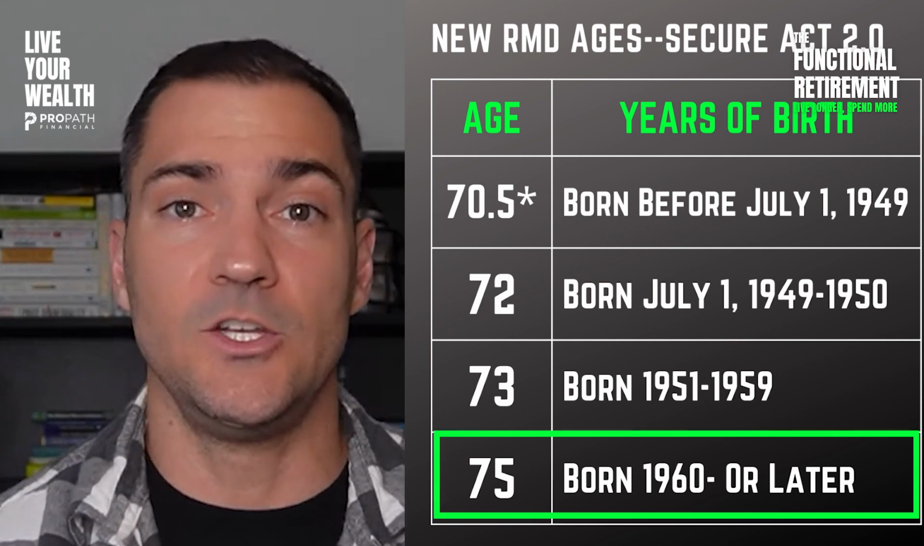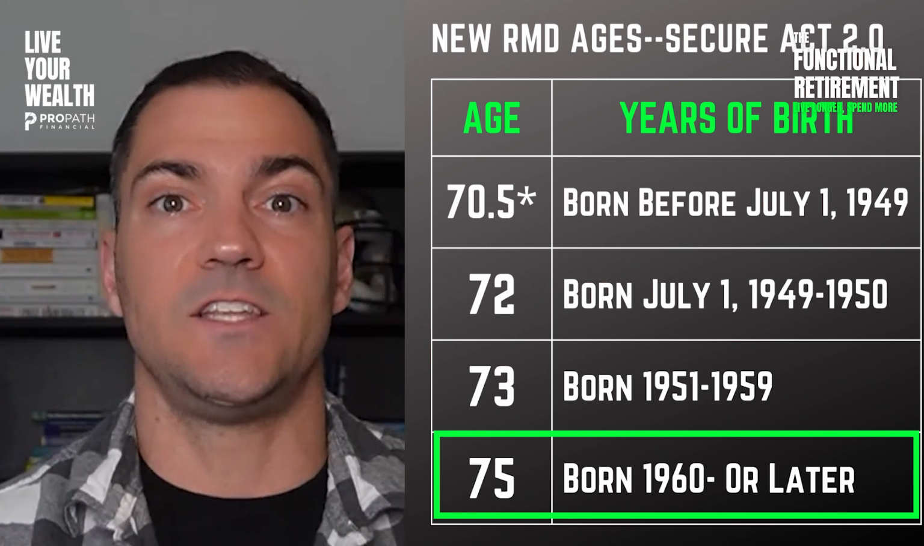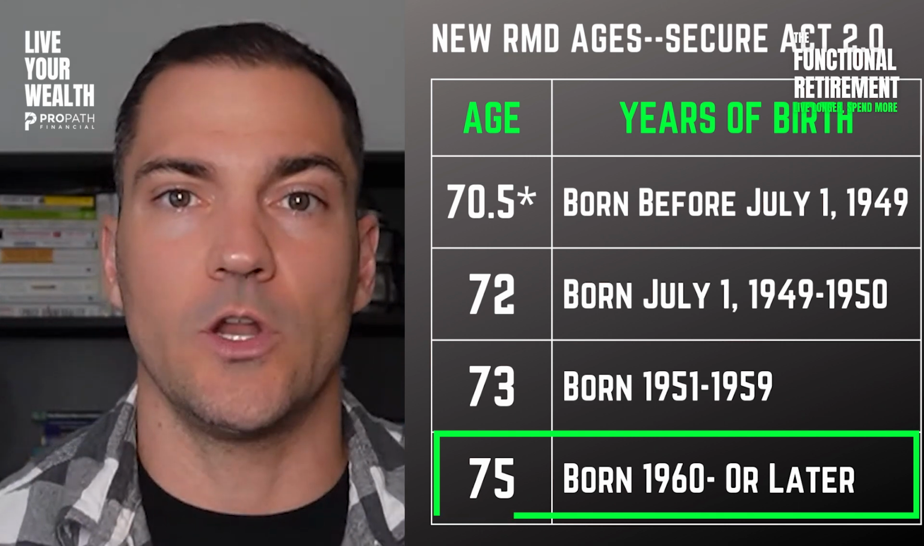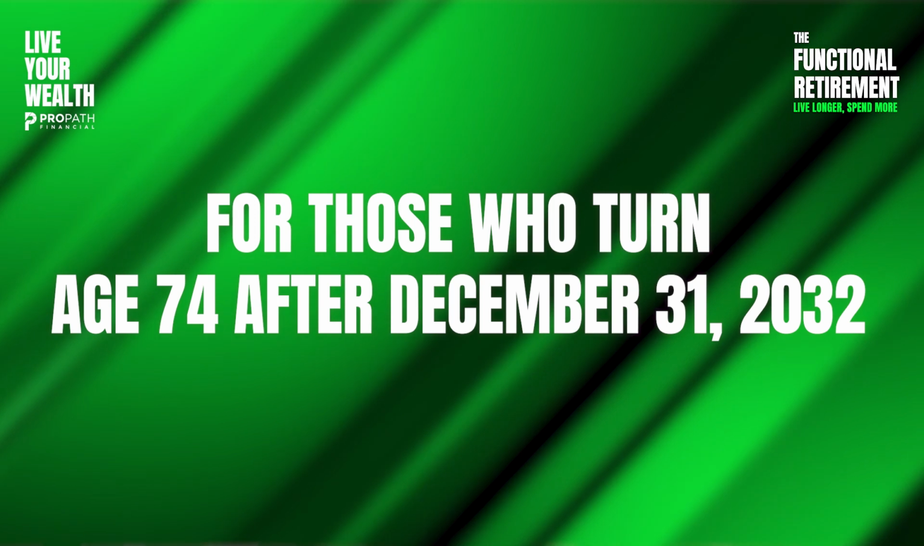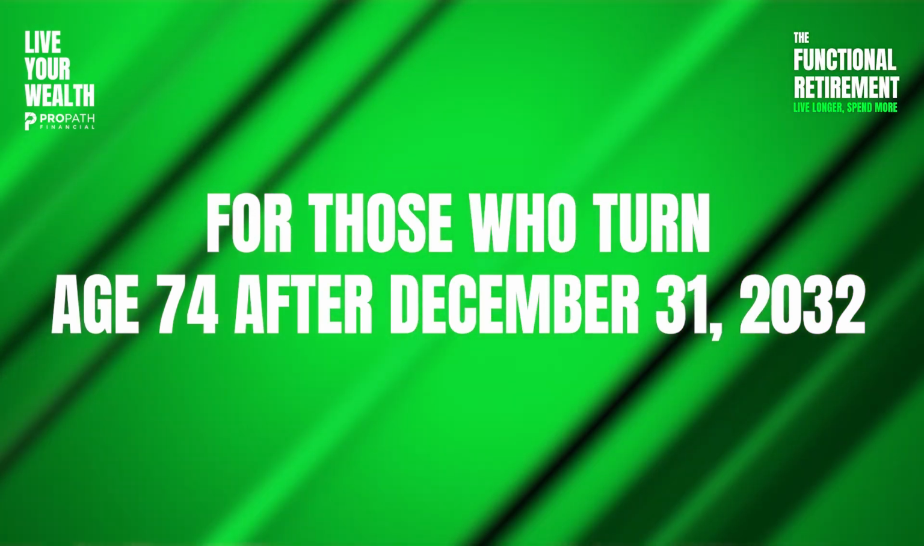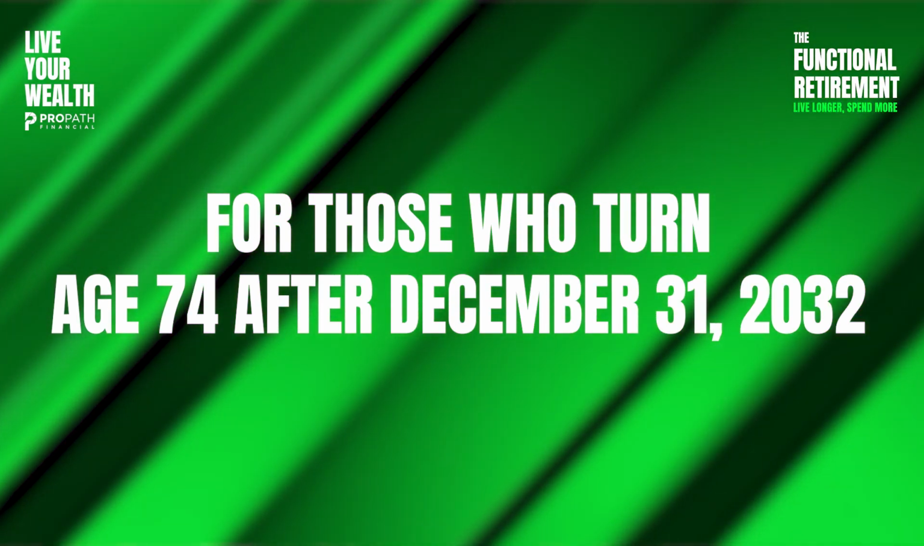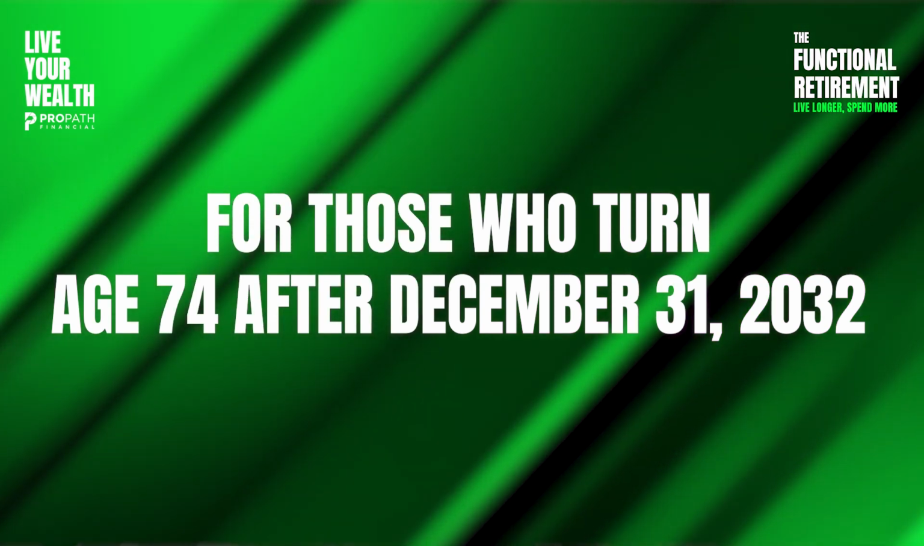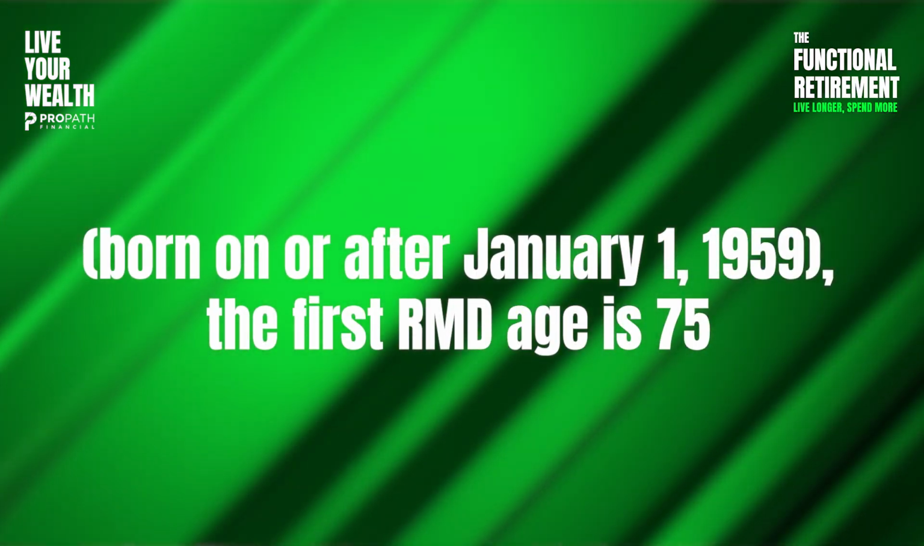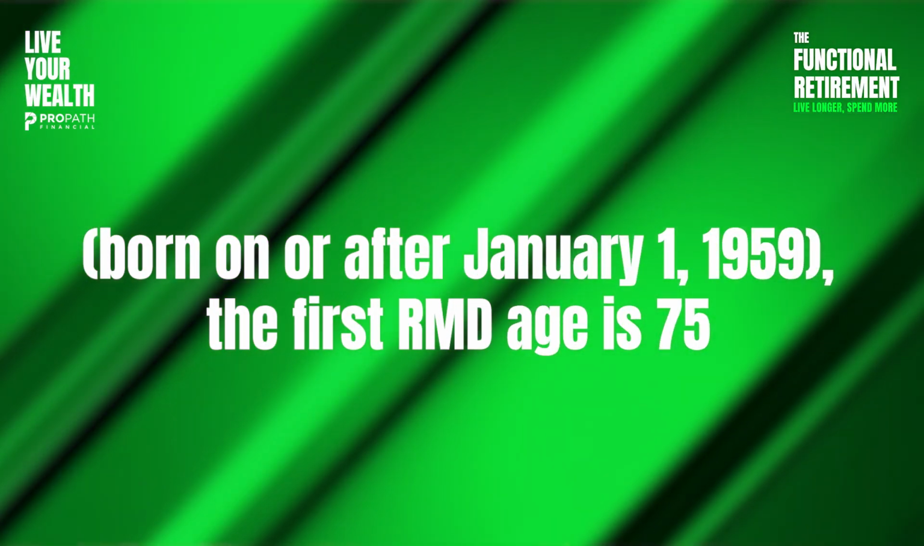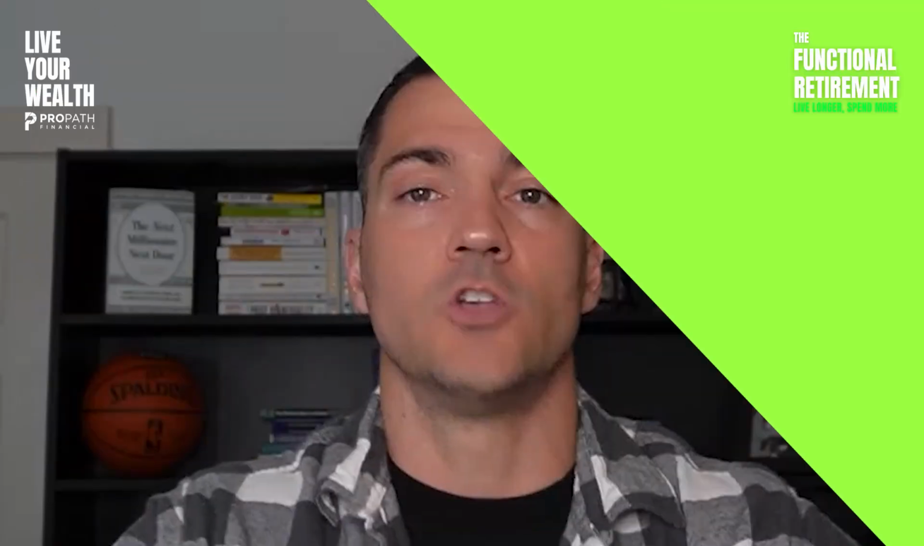That's where it gets interesting with the date, or the year, I should say, of 2033. So for those who turn age 74 after December 31st, 2032, which again is born on or after January 1st, 1959, the first RMD is age 75. So that's where it's very unique with how this is set up. But really what you need to know right now is if you turn age 72 from here on out, your RMD age is going to be 73.